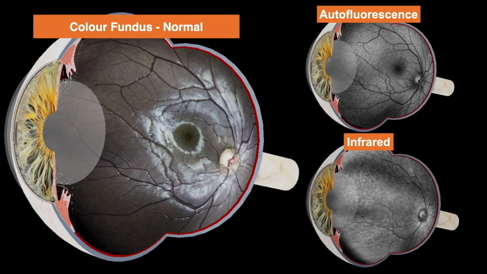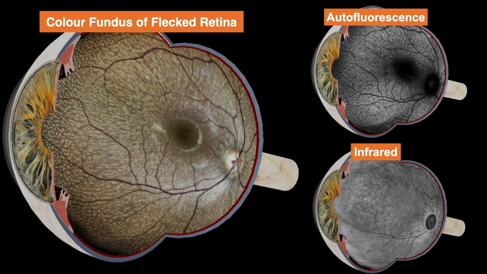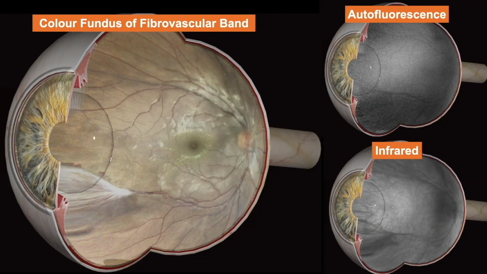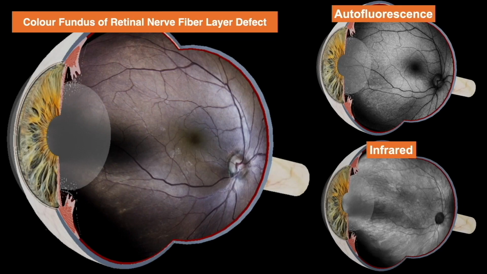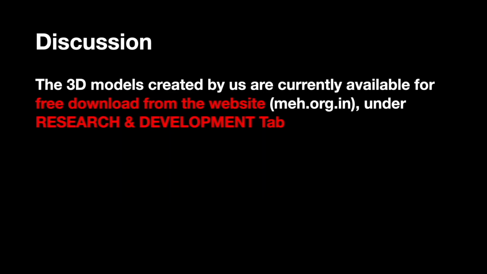The various models, apart from the normal eyeball created by us in color, autofluorescence and infrared, are as follows: eyeball model with flecked retina, eyeball model with fibrovascular band, eyeball model with retinitis pigmentosa, and eyeball model with glaucomatous retinal nerve fiber layer defects. The 3D models created by us are currently available for free download from the website meh.org.in under the Research and Development tab.